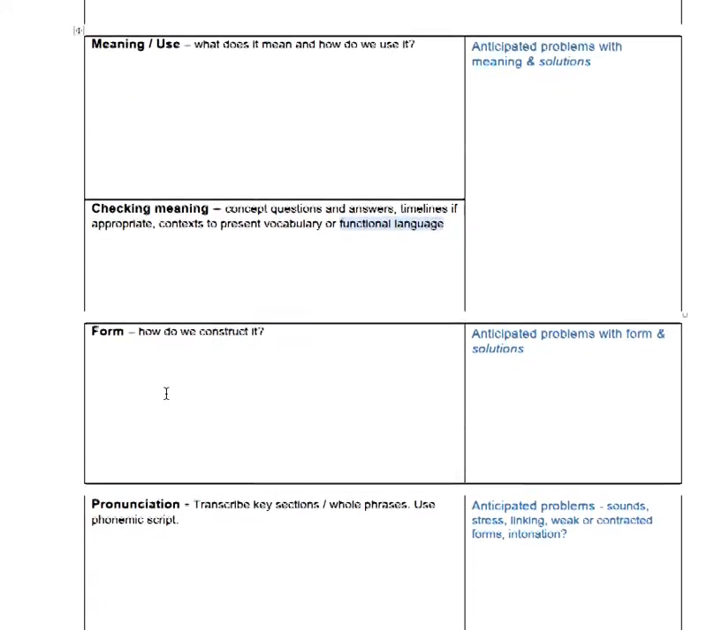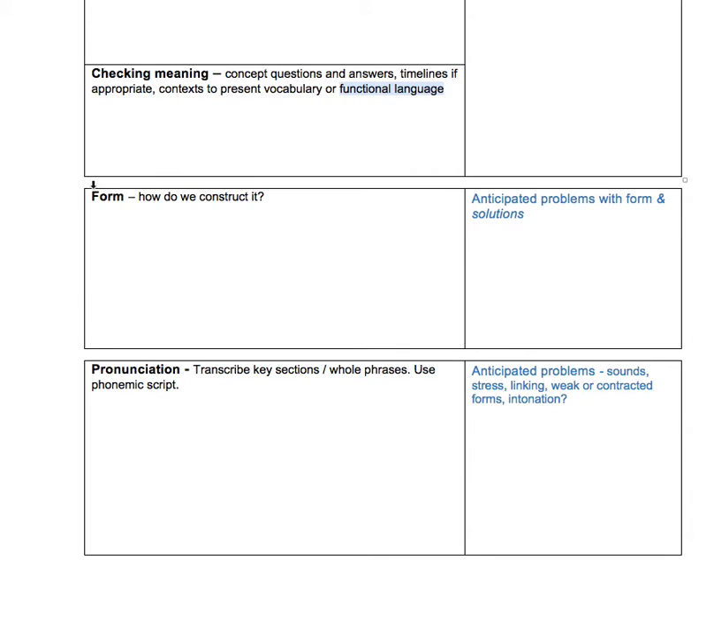The next boxes are easier. Form, so how do we construct it? Very easy for the tenses, also for the functional language. This is where you would put, where applicable, the little equation. So if plus present plus will plus verb. Or he, she, I, you, he, she, it, etc. So you might put your table there, okay? If it's a vocabulary set, maybe you would just put the words from the set there.